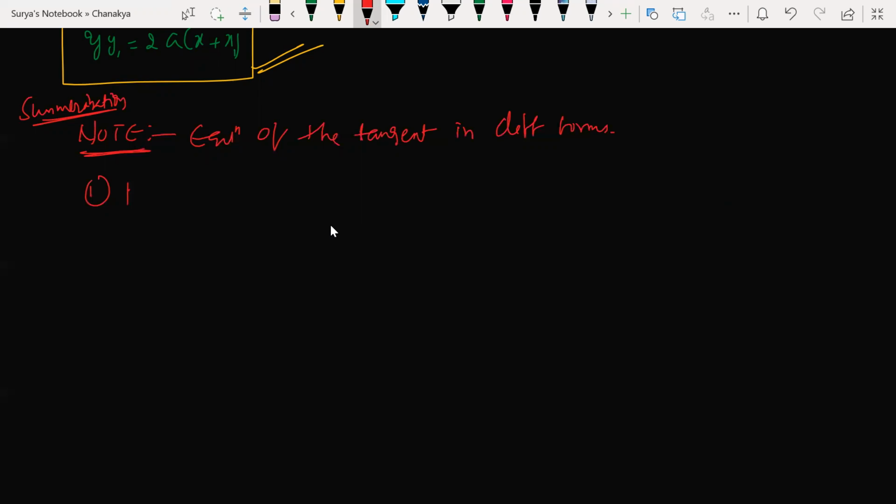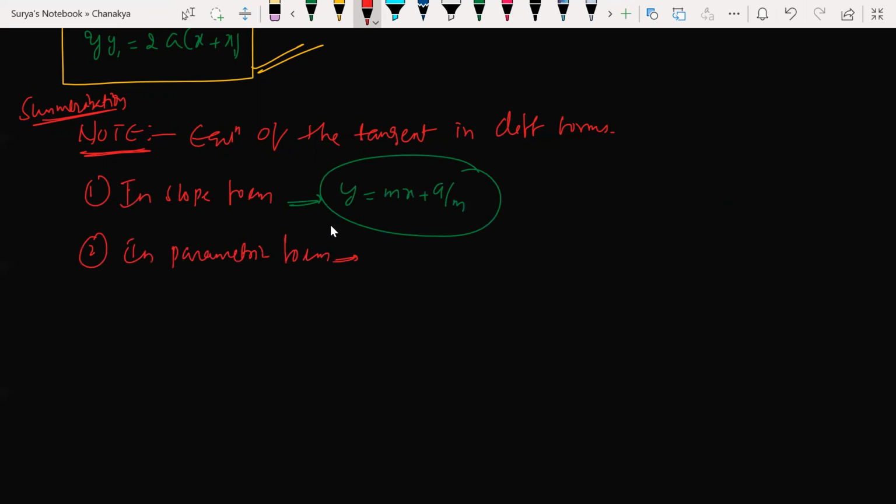First, we have learned in slope form. In slope form, what was that? Y is equal to mx plus a by m. बस आपको ये याद रखना है बस, ठीक है? At x1 comma y1 point. Next, in parametric form. In parametric form, what was that?